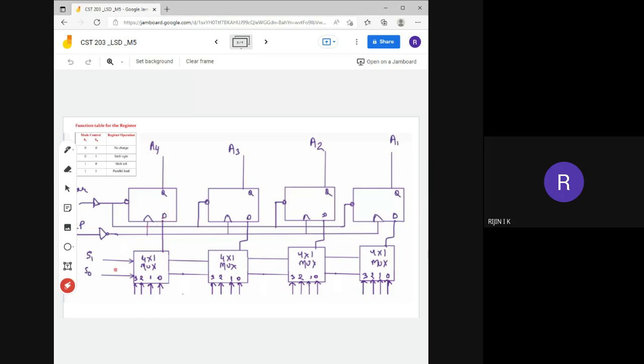Okay, now we know it is a 4 by 1 multiplexer, so we have 2 selector lines. Assume that S1 is equal to 0 and S0 is also equal to 0. Then what will happen? If S1 and S0 both are 0, it will select the 0th line, and that line will be transferred to the output line.